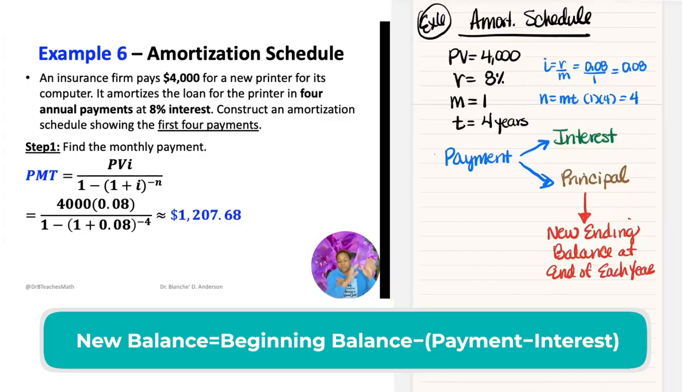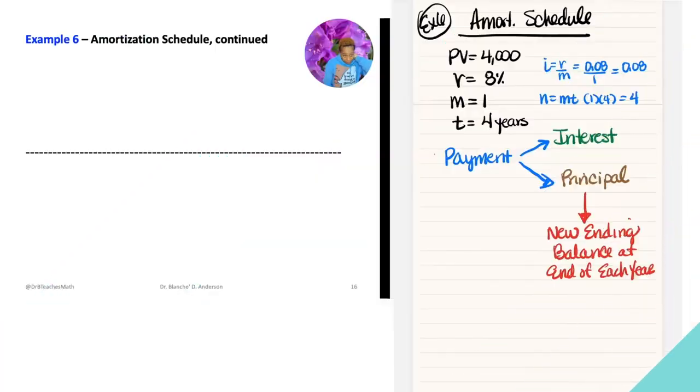Year 2, I made another payment. This amount went to interest. This amount went to principal. Here's my ending balance. And you're going to keep going through. So let's take a look at year 1.